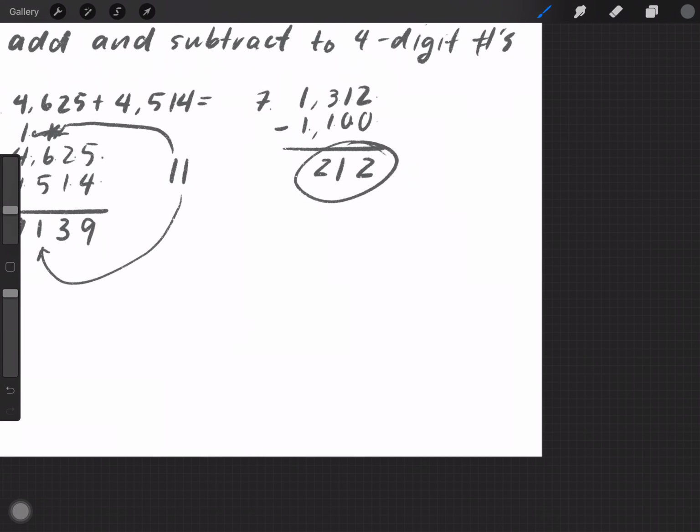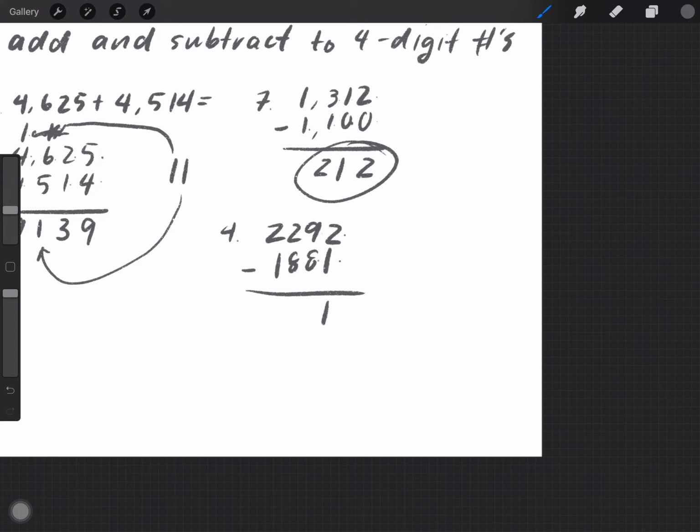Now your second worksheet is subtract across zeros. It's find the difference for each problem. So essentially it's the same thing that we just did. I'll work through one problem with you guys. Let's see. Okay, let's do number 4. Number 4 is 2,292 minus 1,881. So you're going to want 2 minus 1 is equal to 1.